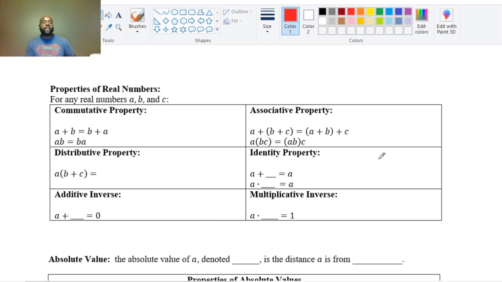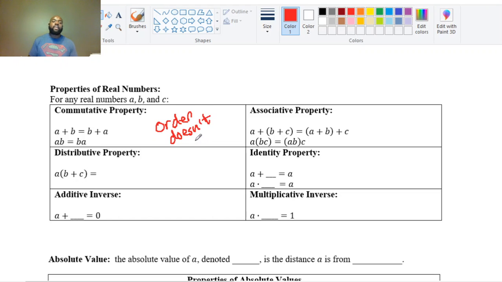In each of these, we have some formulas that help us see or visualize or analytically think about these properties. And so in these formulas, we have any real numbers A, B, and C. We have a commutative property that basically says that when you're doing addition and multiplication, the order doesn't matter.